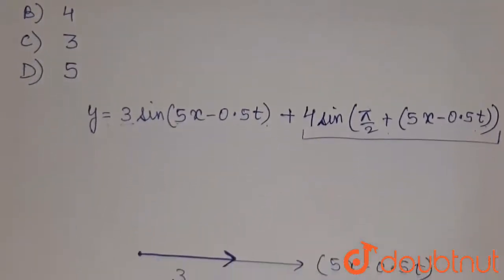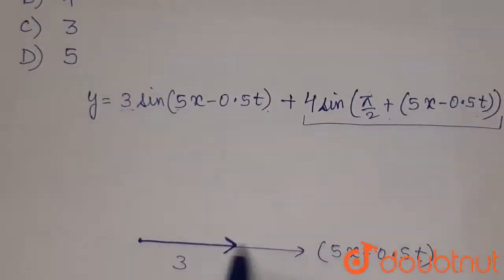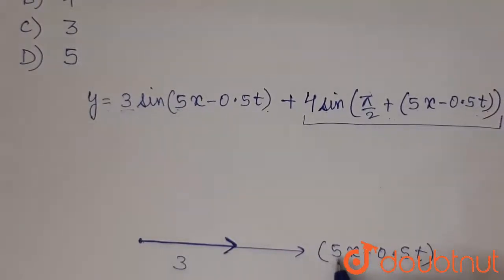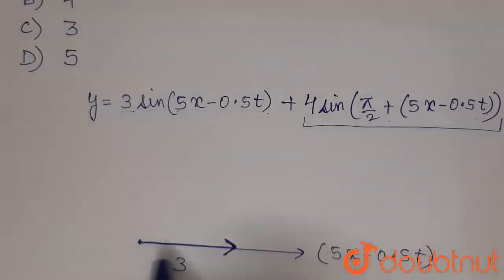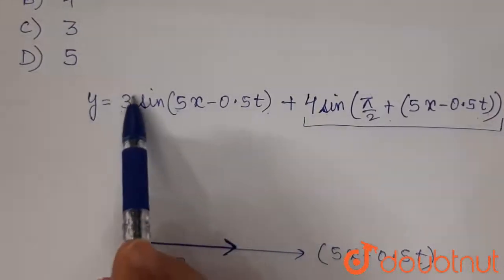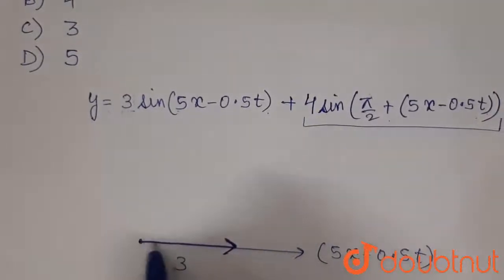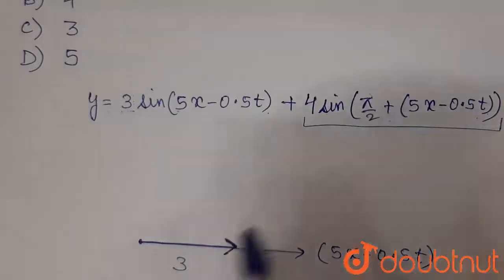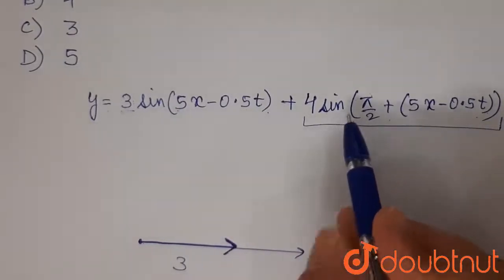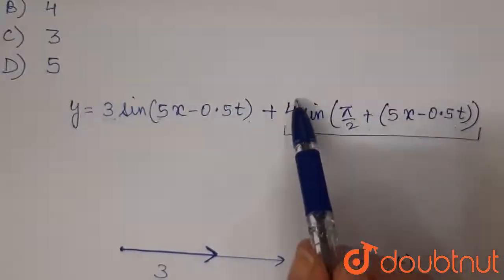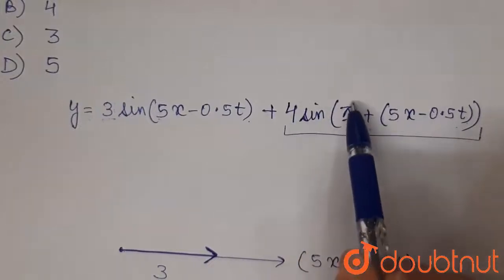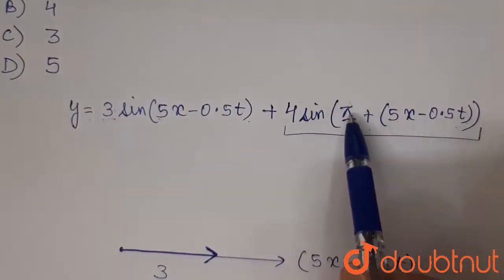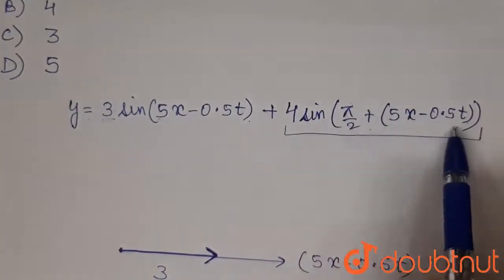So for this particular situation, if I consider my horizontal axis as the reference axis and it represents the angle 5x minus 0.5t, then the phasor which is along this axis has the magnitude 3. That means the vector will have the magnitude 3, and the other phasor vector will have the magnitude 4, but it will be at an angle pi by 2 greater than the reference angle.